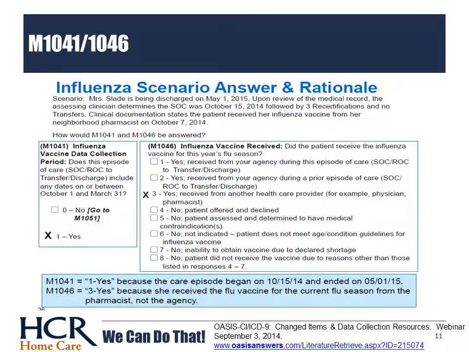So in this case, the patient's episode started on October 15th and the discharge is being completed on May 1st. So because the episode includes dates between October 1st and March 31st, then 1041 would be answered yes. For 1046, did the patient receive the influenza vaccine for this year's flu season? The patient did receive the flu vaccine, so we are to choose from options 1, 2, and 3. And of those 3 options, option 3 is the most appropriate response because the patient received the vaccine from their local pharmacist.